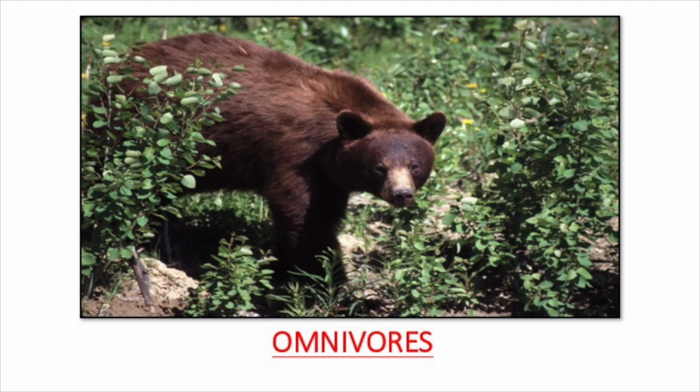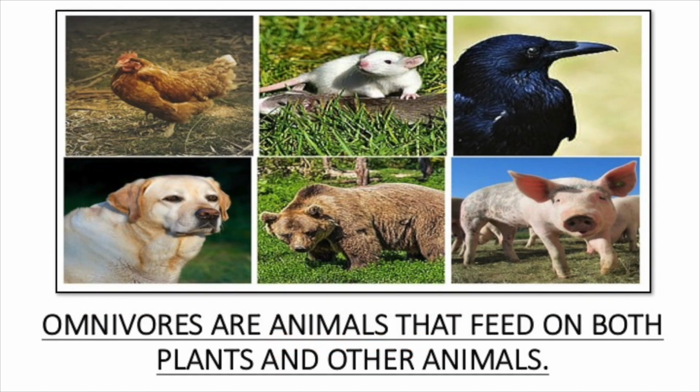So the third category of animal, omnivores. Now, who can remember what omnivores is? A bear is an omnivore, but what does omnivore eat? Excellent. It eats both. Omnivores are animals that feed on both plants and other animals. For example, if we have a pet dog at home, a dog is an example of omnivore. It will eat meat, but if it has to, it will eat plants too.